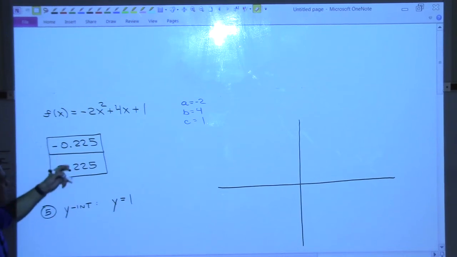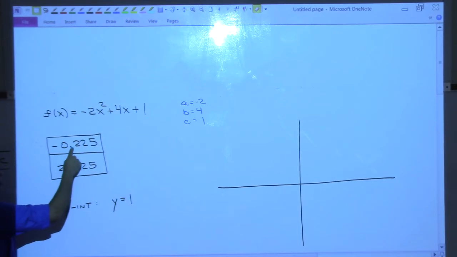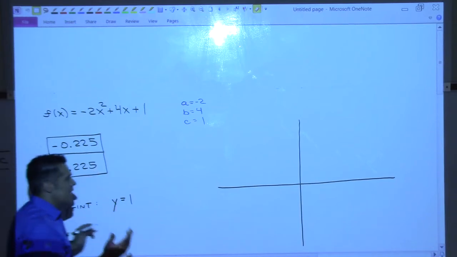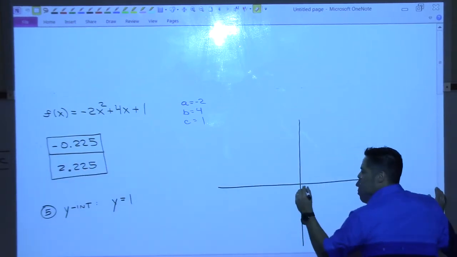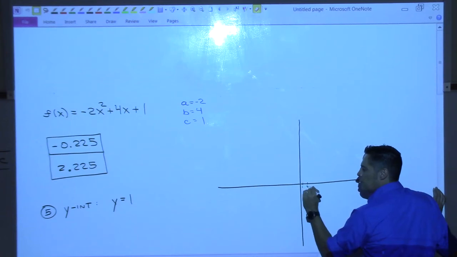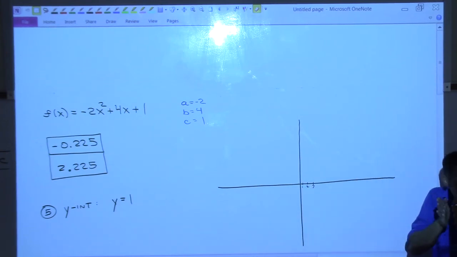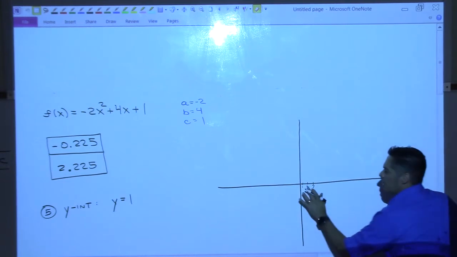So go back and look at your x-intercepts. You see one of them is negative 0.225. The other one is 2.225. So what I'm getting at is we don't want to draw our thing where this is like 1, 2, 3. We don't want to do that, right? Because everything's going to be crammed in real small. So let's do this instead.